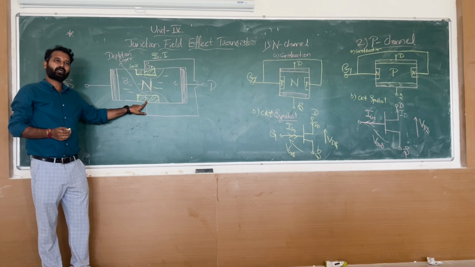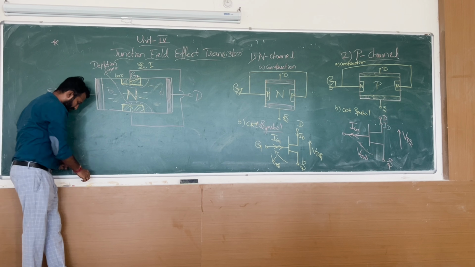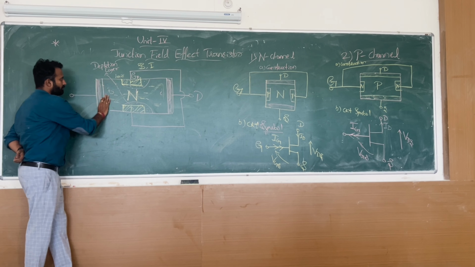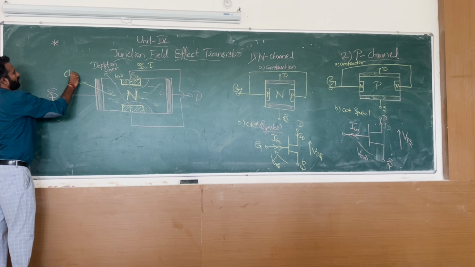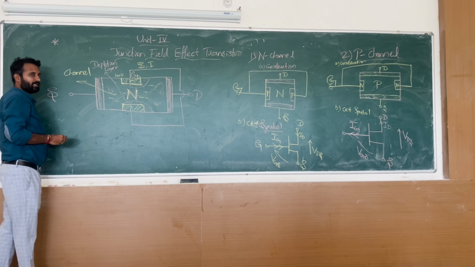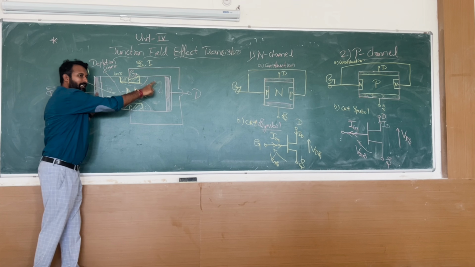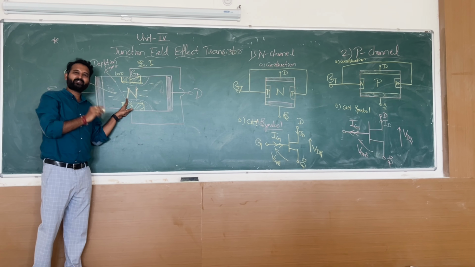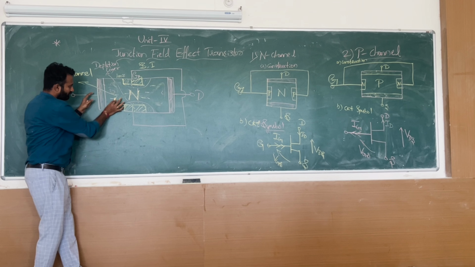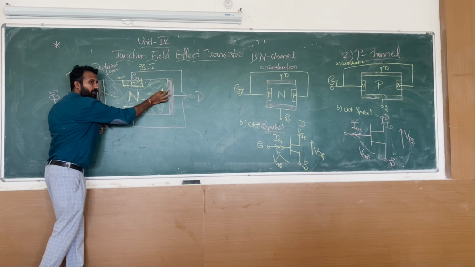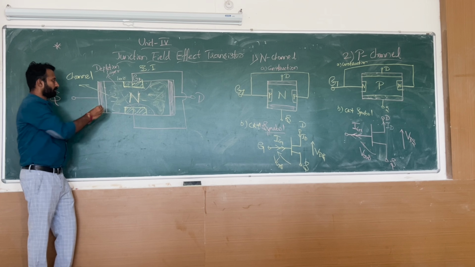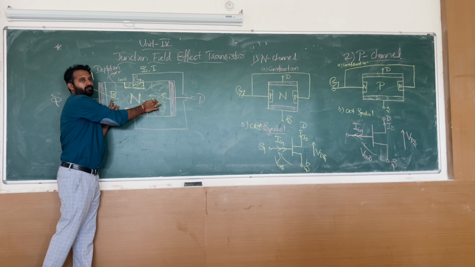Now here I wrote B and C. It's your wish, whatever alphabet you want to write: S, K, A, B, C, D. This complete portion is the channel. Here I wrote N. This is the N channel. Why N channel? Because this material is completely made up of N-type semiconductor material. This complete space is the channel. So from here to here it is the channel.